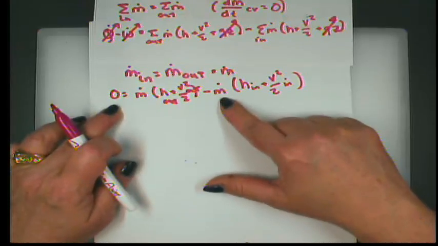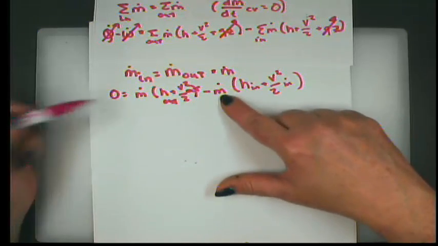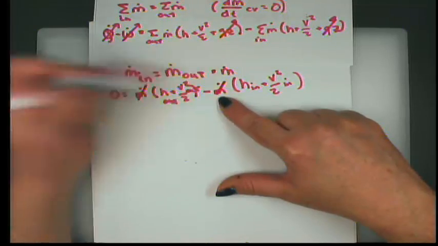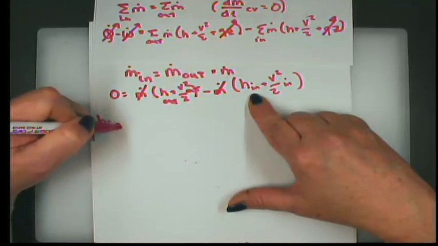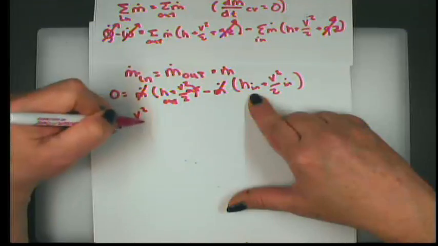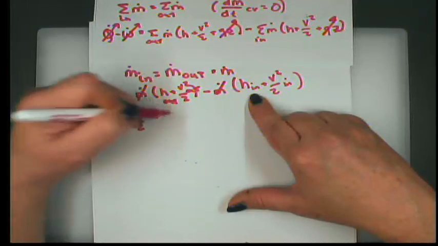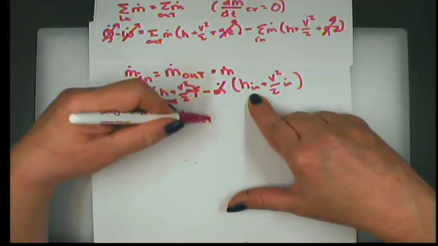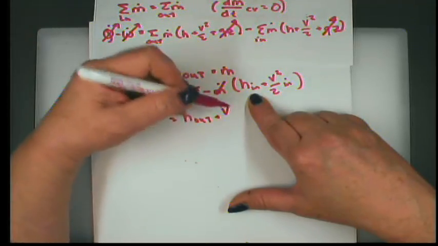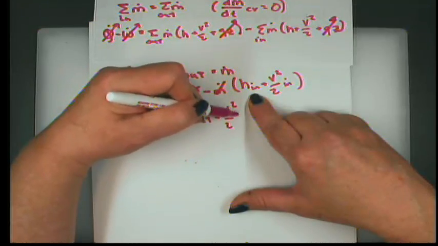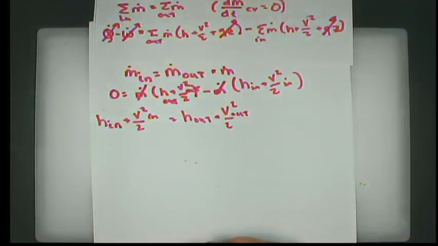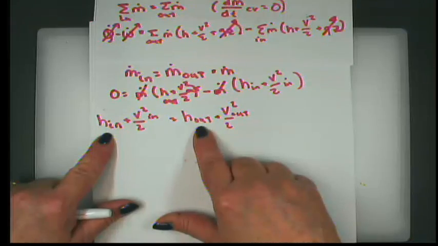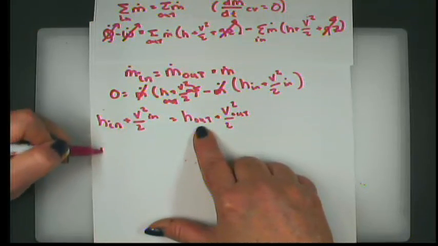All right, well, if it's equal to 0, I can bring that term over, and what's going to happen is my m dots, since they're the same, will cancel out. And so I get, as a simplified equation, h in plus v squared over 2, the velocity in, is equal to h on the outlet plus v squared over 2 on the outlet. All right, we're talking about R134A, so can we find h in the tables? Absolutely.